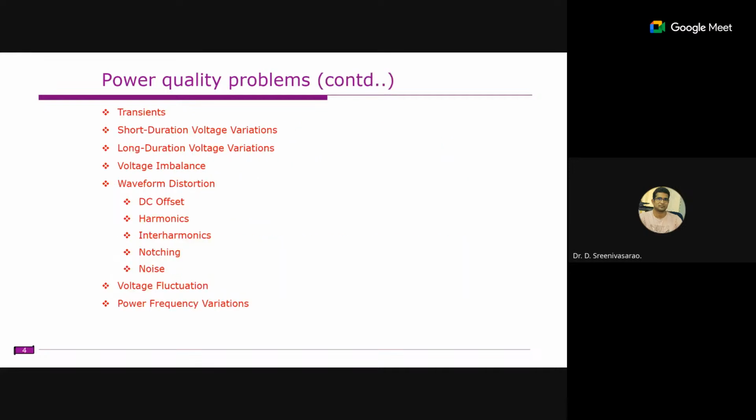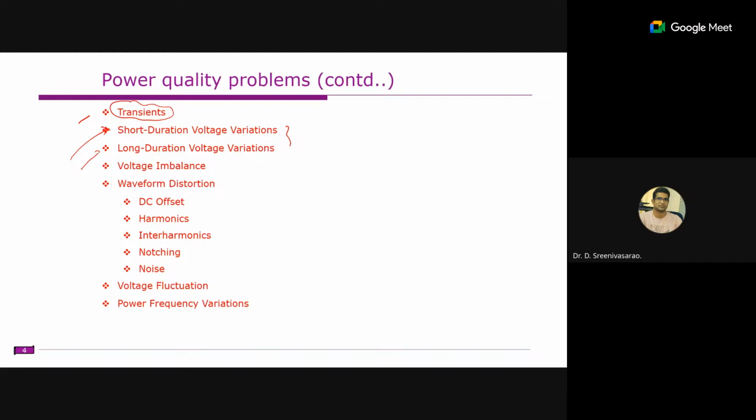There are several power quality problems. One is transients. Transients are the unexpected variations in the voltage or current waveforms. We have voltage transients and current transients. Similarly, we have long duration voltage variations and short duration voltage variations. These will be voltage sag or voltage swell.